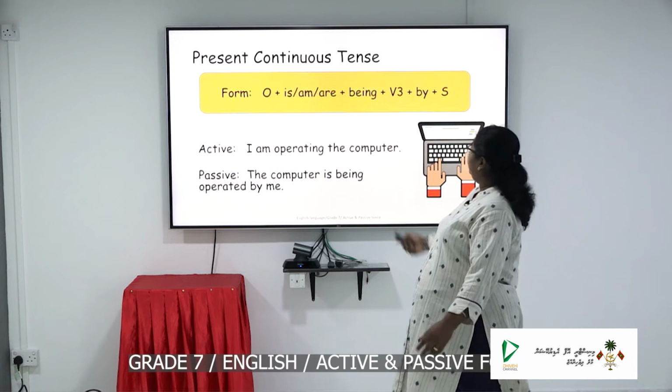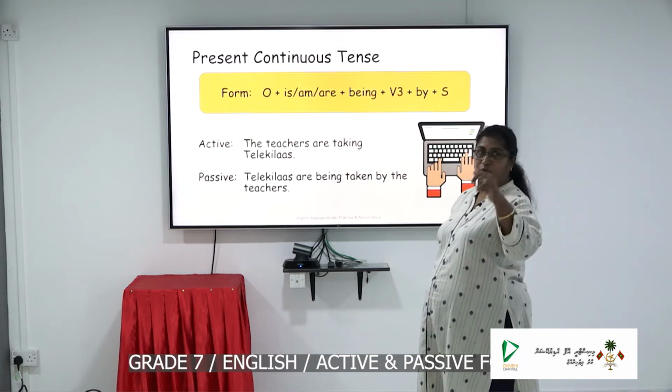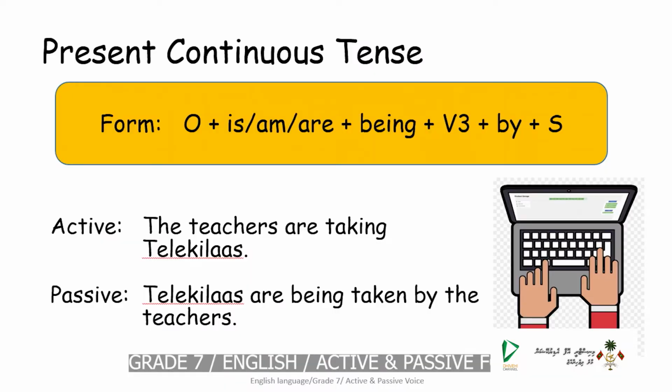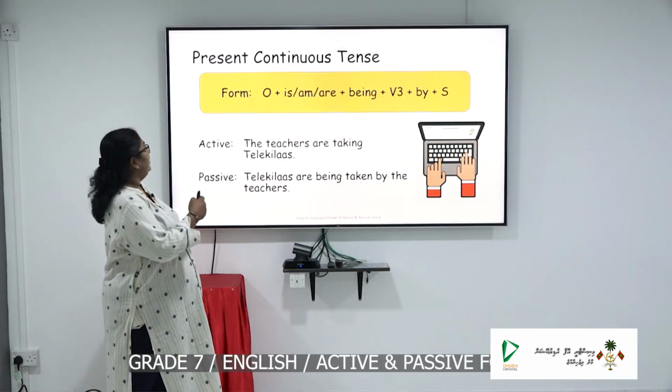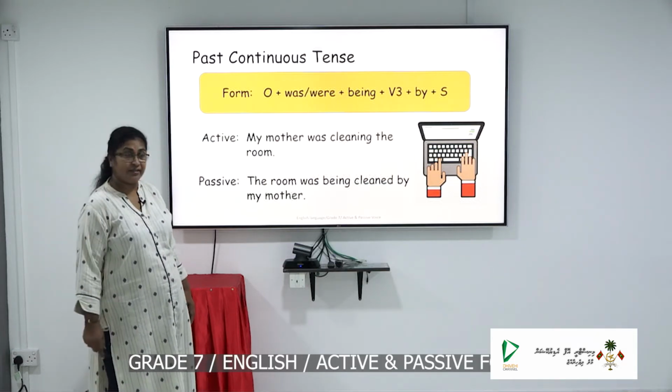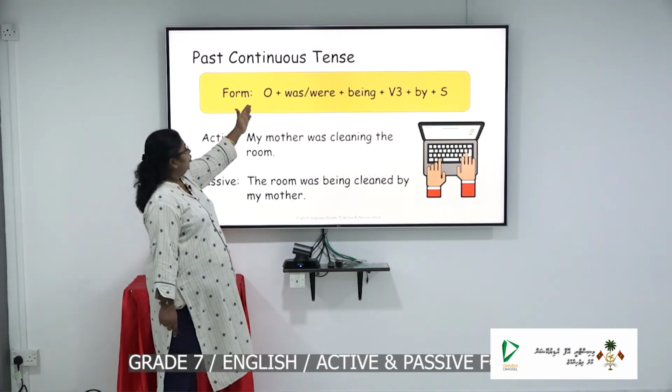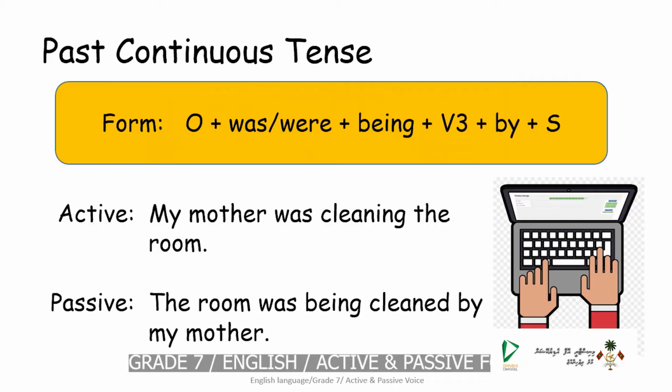Now let's see present continuous. One more example to make you clear. The teachers are taking teleclass. Yes, that's what's going on now. The passive is, teleclasses are being taken by the teachers. Good, right? Let's see past continuous tense. In past continuous tense, see the forms change. Object plus was, were plus being plus verb 3 plus by plus subject.